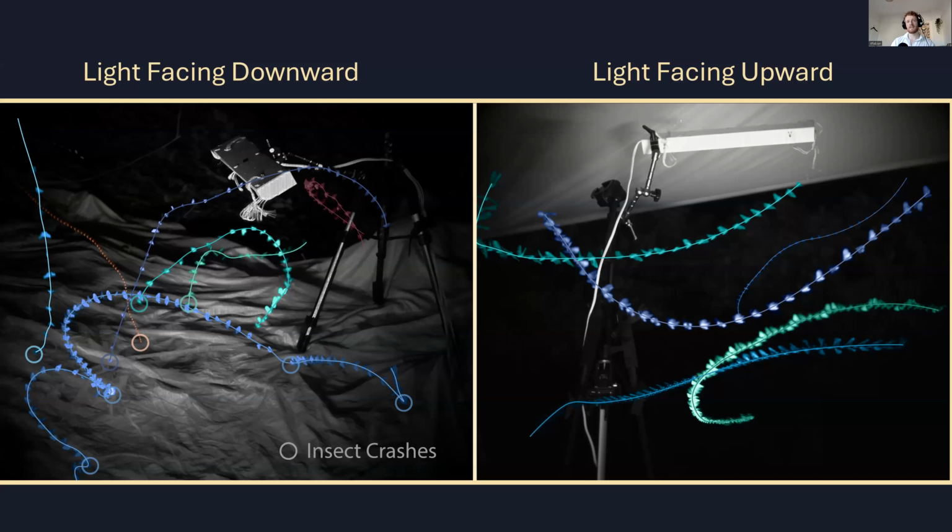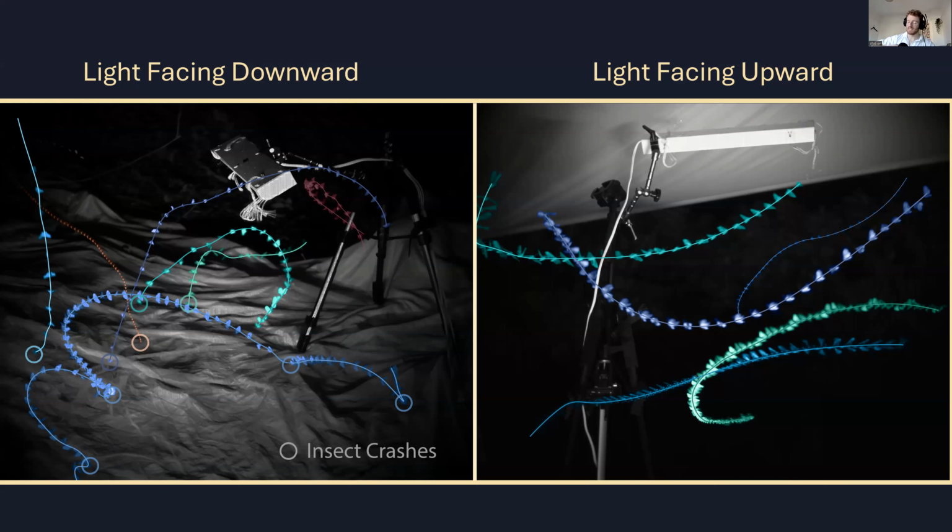So we set up the same bulb and the same sheet in two different orientations. The light facing downward, as you would do if you were moth trapping, and the light facing upward onto a sheet that's stretched across a kind of canopy. So you have the same glowing object, but it's either above the insect or below the insect.